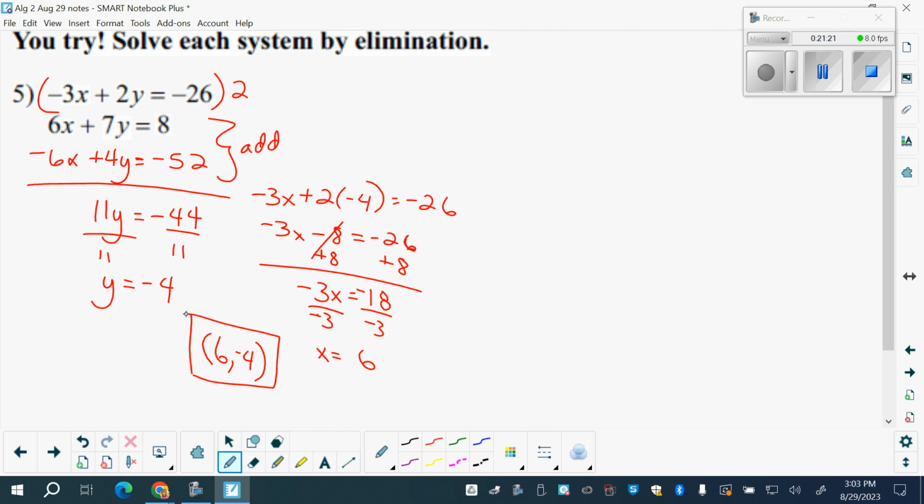Okay, so you should get 6, negative 4 for your solution. Maybe somebody can pass out the worksheet, please? And then have your homework done, and I'll come around and check that off. Okay, good.